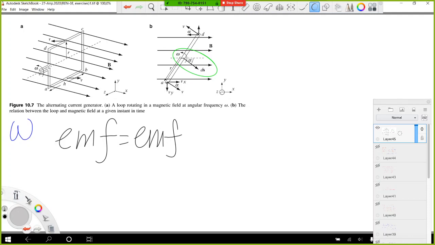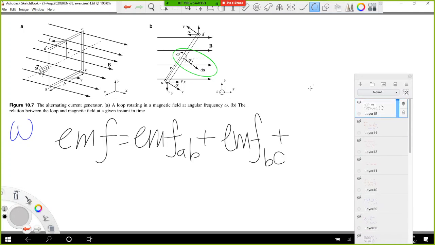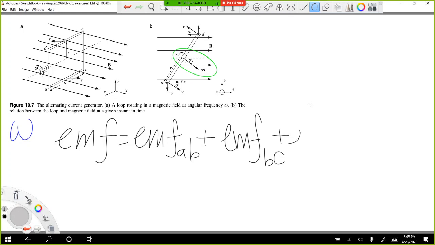EMF of the side of AB plus electromotive force of the side of BC plus electromotive force of the side of CD plus electromotive force of the side of DA.